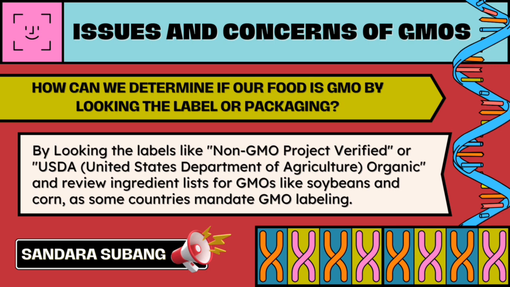How can we determine if our food is GMO by looking at the label or packaging? By looking for labels like Non-GMO Project Verified or United States Department of Agriculture Organic, and a reduced ingredient list for GMOs like soybean and corn, as some countries mandate GMO labeling.